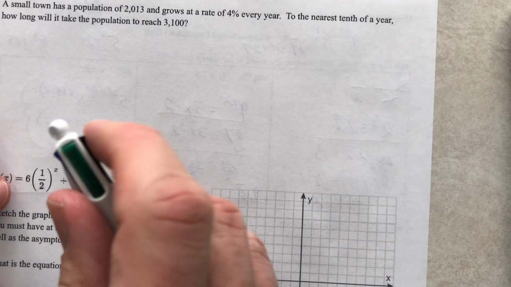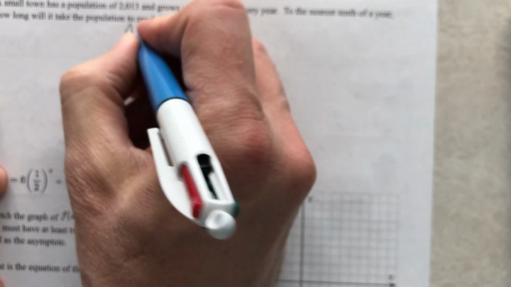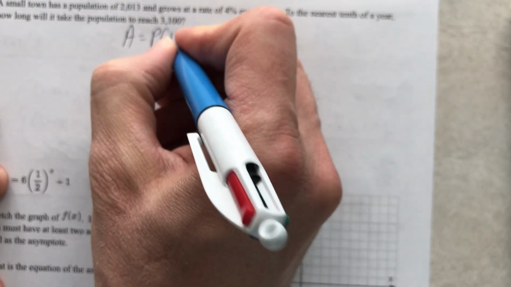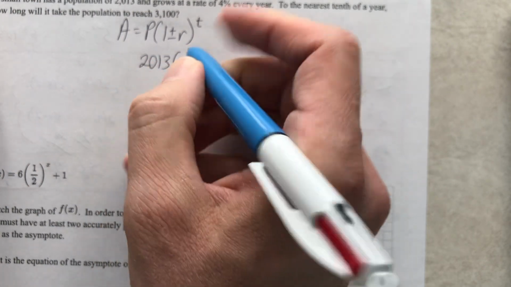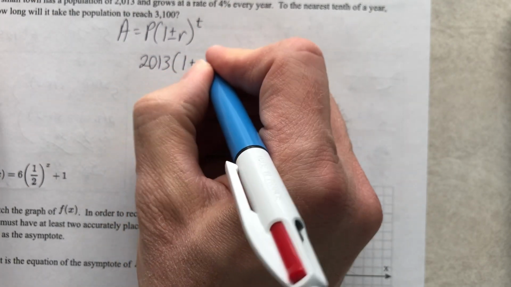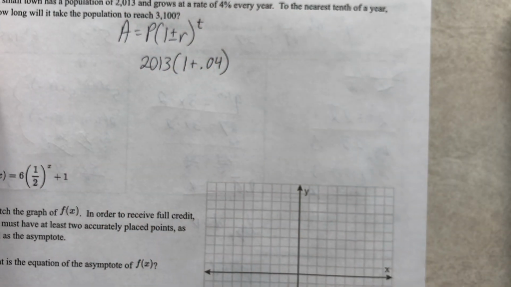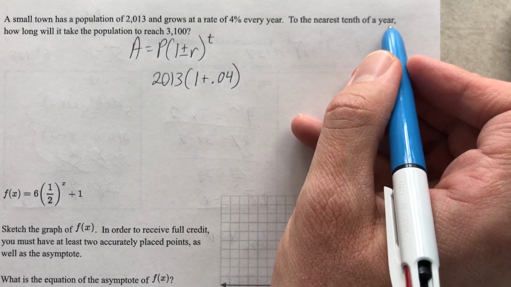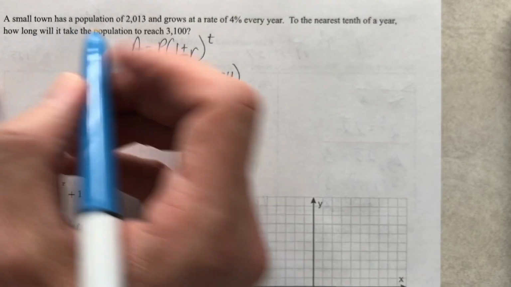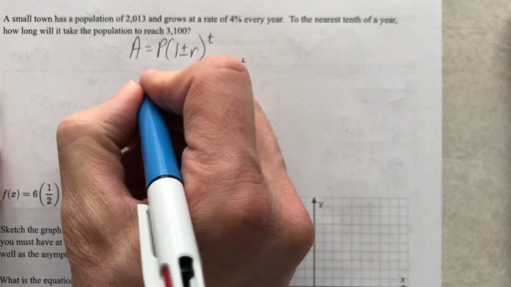And a small town has a population. Oh, here we go. Population is not money in an account. It is the value of something or the population itself. That's the formula we use for that. And it has a population of 2013, grows at a rate of 4% every year. That's 0.04. And to the nearest tenth of a year, wait for it because we don't know years, how long will it take? Okay, we don't know time, but we do know the population after time has elapsed.